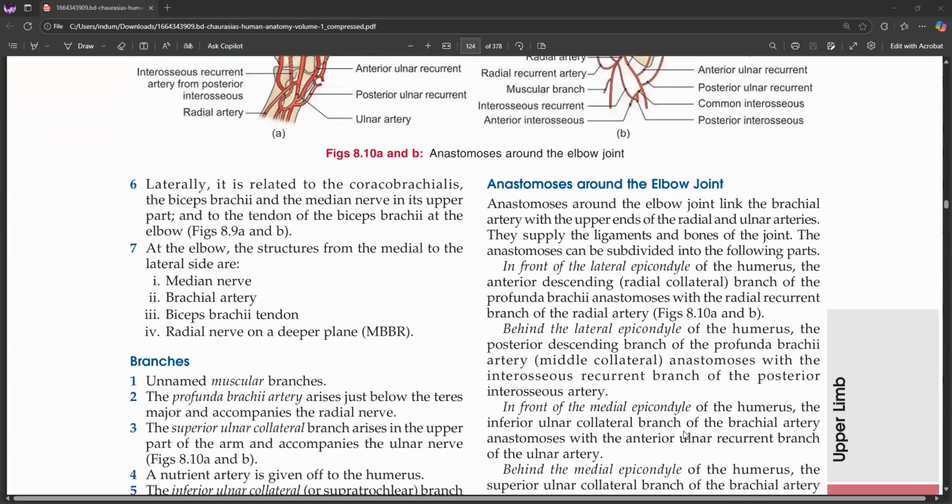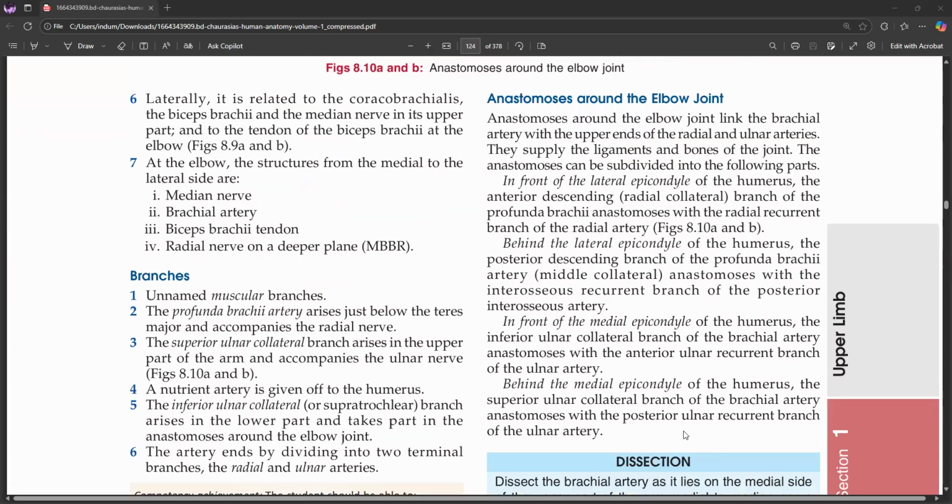Number 6. Laterally, it is attached or related to the coracobrachialis, the biceps brachii, and median nerve in its upper part, and to the tendon of the biceps brachii at the elbow, figures 8.9a and b. Number 7. At the elbow, the structures from the medial to the lateral side are median nerve, brachial artery, biceps brachii tendon, radial nerve on a deeper plane.